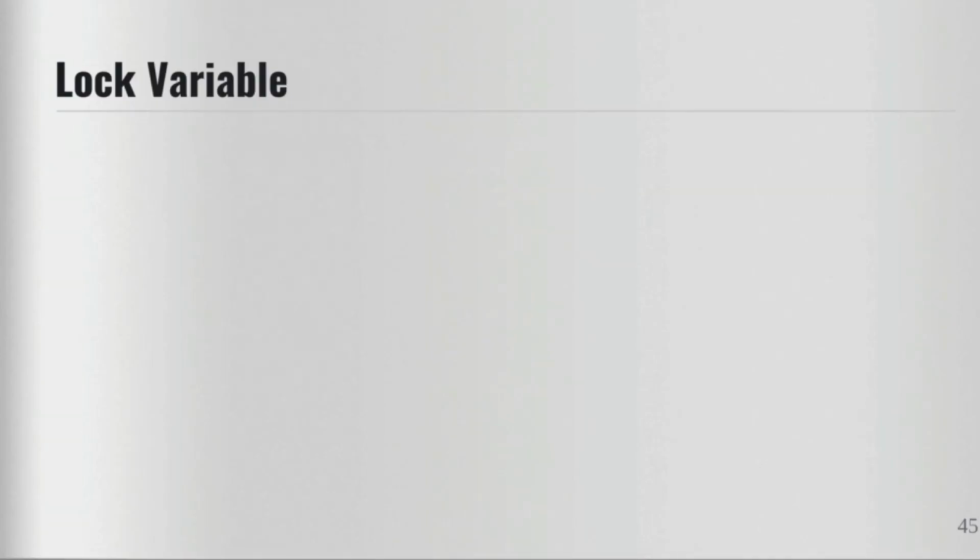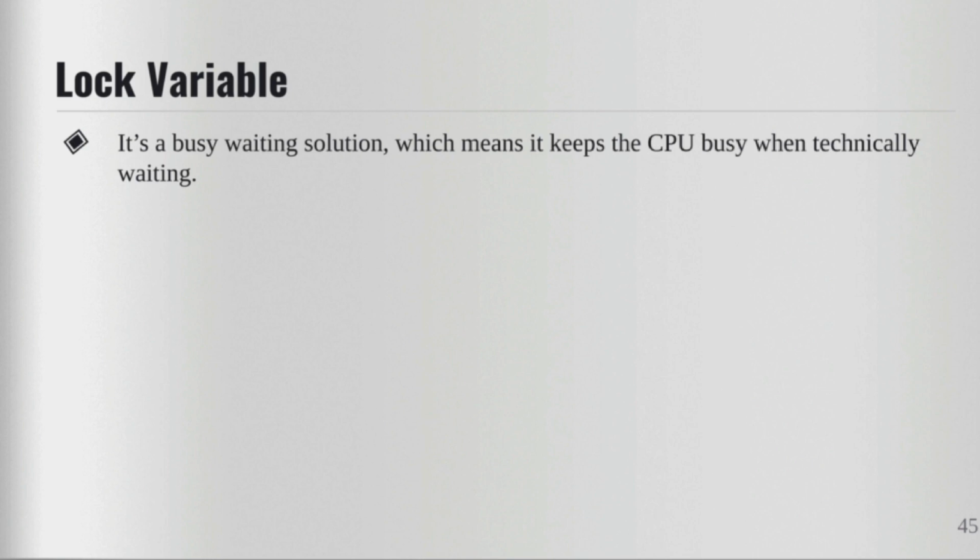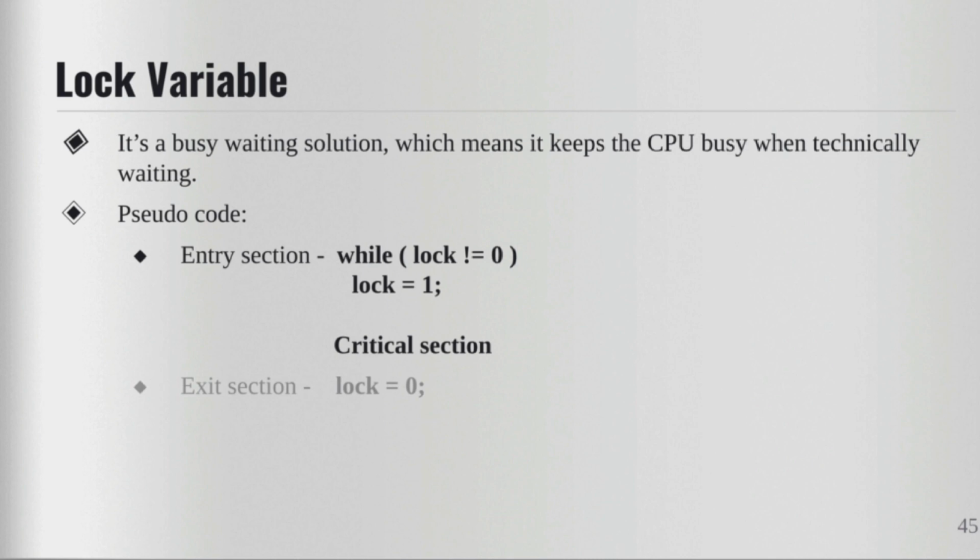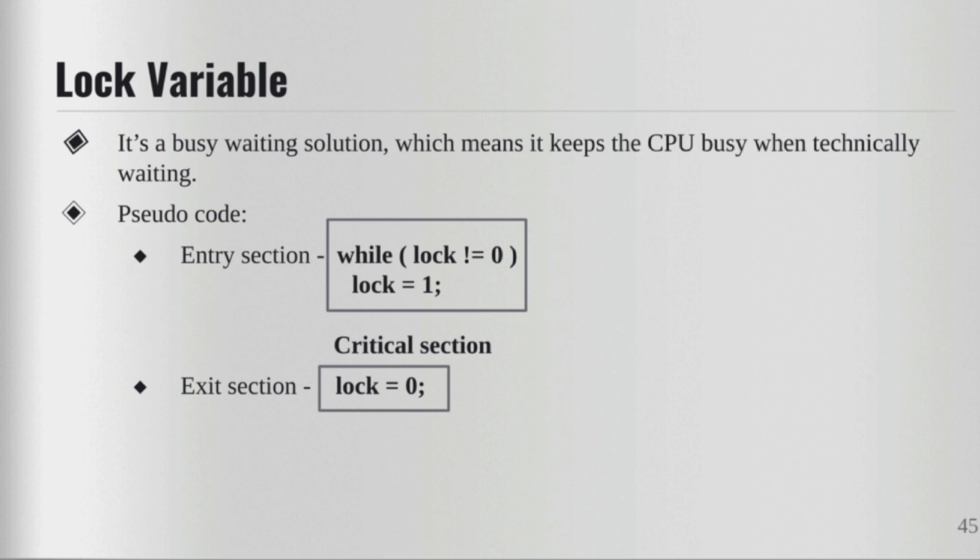Now, a lock variable is also called a busy waiting solution. This means that it keeps the CPU busy while technically waiting. Let me show you how that works. This is the pseudocode for it. You have the entry section where there's a condition that says while lock not equal to 0, lock equals 1, and then you have the critical section and then you have the exit section.